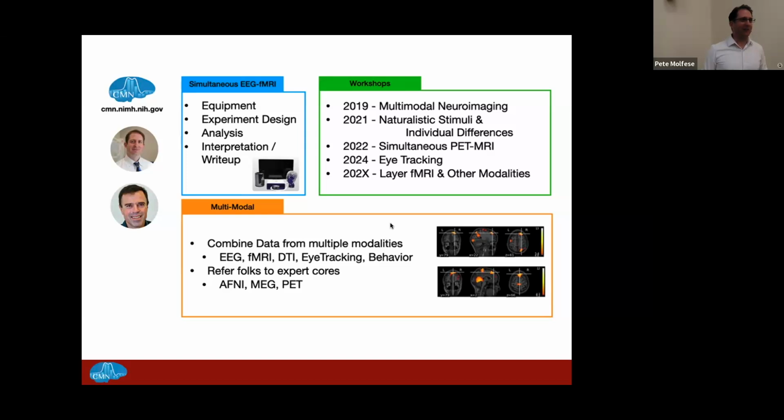Someone said, well, can you put everything that you do in one slide? And I said, wow, not only does it fit in one slide, it's somewhat of a colorful slide. So we do three main things. We manage all of the simultaneous EEG fMRI equipment. We help people put together data from different multimodal tools like EEG, fMRI, PET, MEG. And we run yearly workshops. In the past, we've run workshops on multimodal neuroimaging, naturalistic stimuli. This year, we have an eye tracking workshop on September 4th and 5th, so hopefully come by and see that. And in the future, we're planning one on layers.